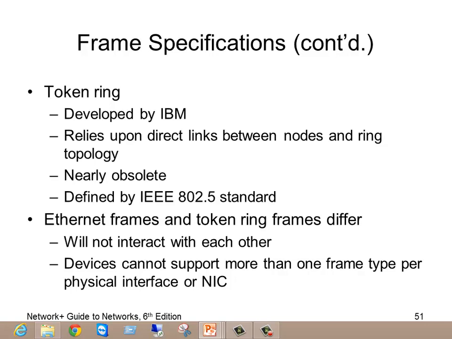Token Ring is one. Token Ring was developed by IBM, and it relies on direct links between each node. Token Ring is the 802.5 standard. Ethernet frames and Token Ring frames differ. They won't interact with each other because they're not the same in size.